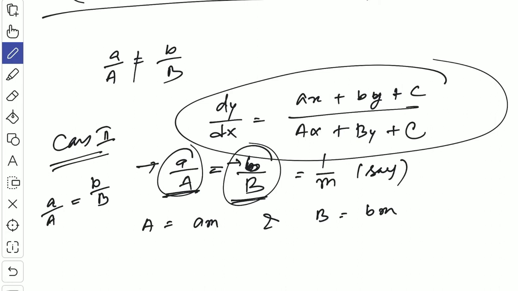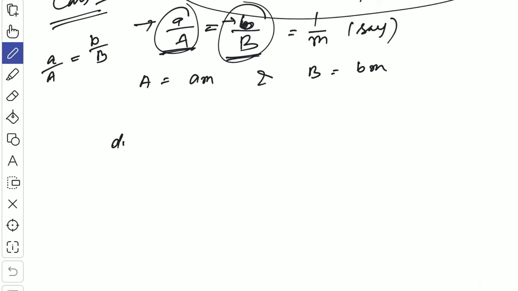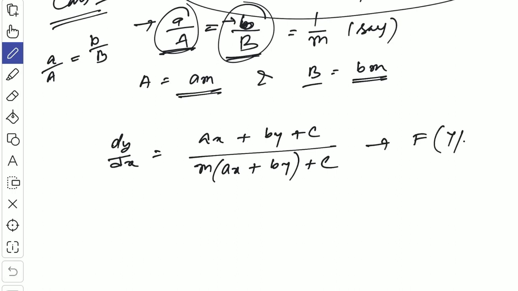So then this given equation will be reduced to this form: dy by dx equals ax plus by plus c over, with capital A being small a m and capital B being small b m. If you put these in and simplify, then you will get this form. Then you see it can be expressed as a function of y by x, or x by y, which is homogeneous. Then you can apply the variable separable method.